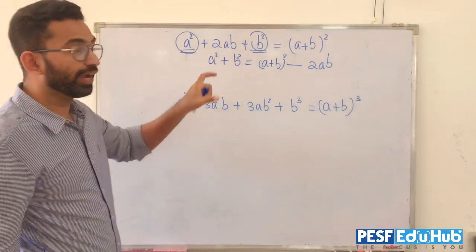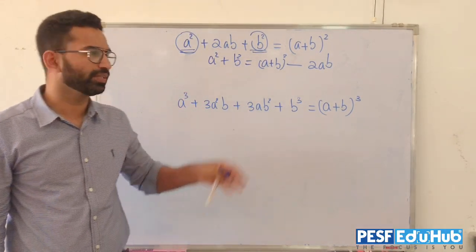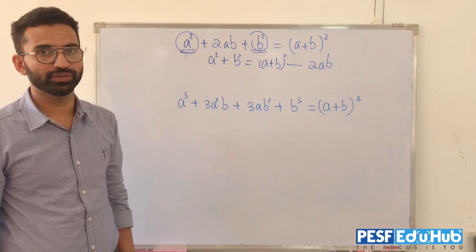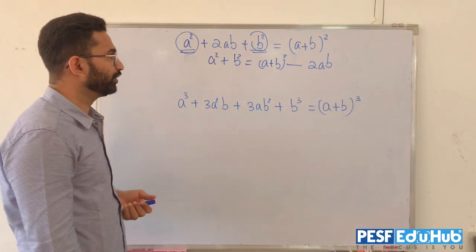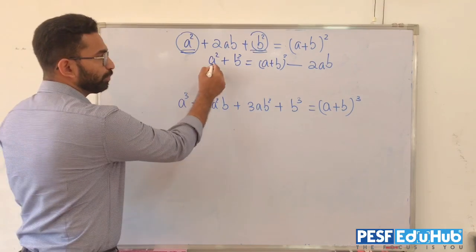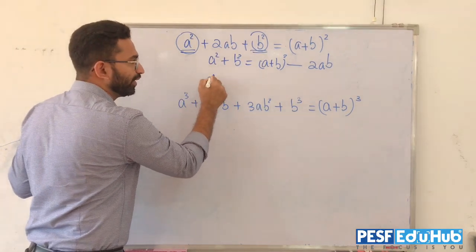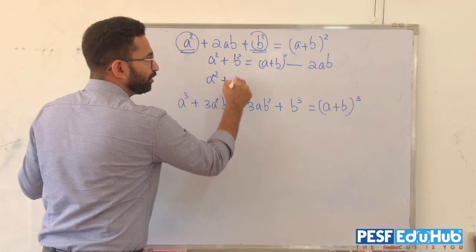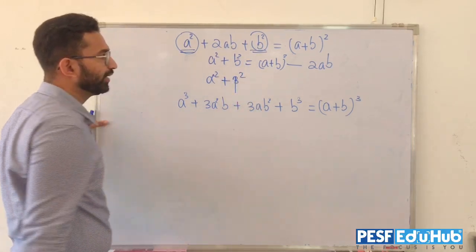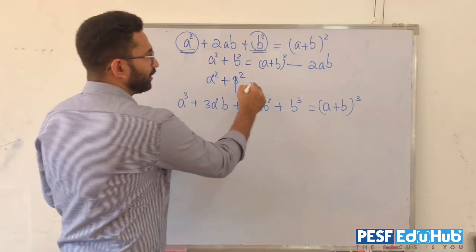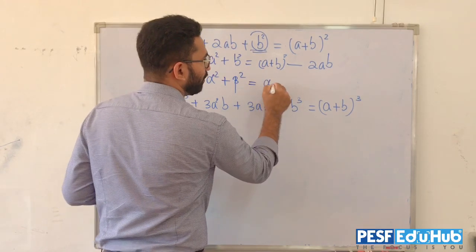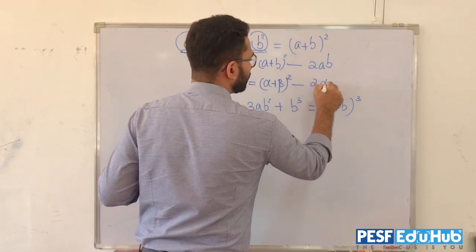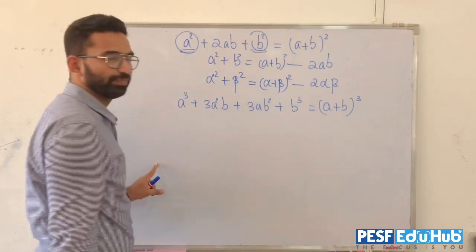I don't want you to learn this formula by heart, because it can be derived easily if you know the formula a plus b the whole square. So why am I asking you to understand this? Suppose I am replacing a with alpha, so a square means alpha square. This b I am replacing with beta, so I am writing beta square, and in that case this will be alpha plus beta the whole square minus 2 alpha beta.